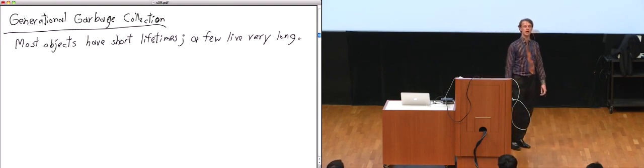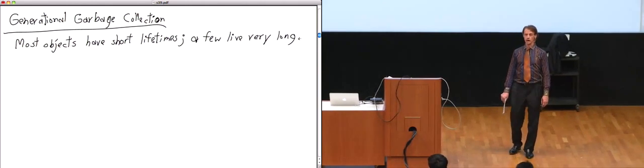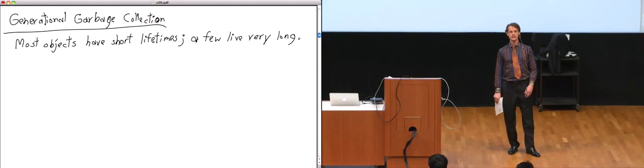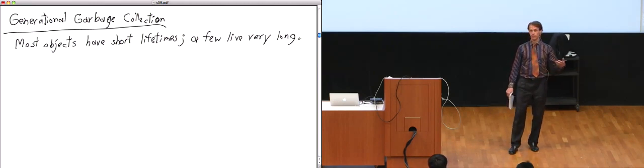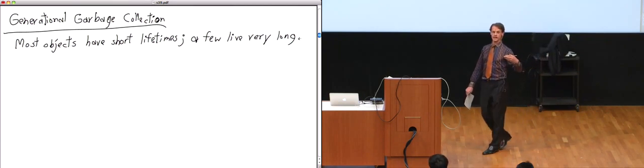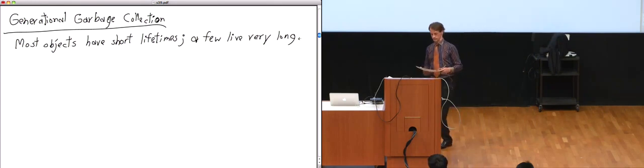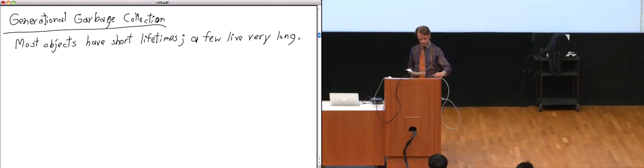And so this observation has inspired what are called generational garbage collectors that treat young objects differently from old ones, because the young ones are liable to live wild and die young, and the old ones are liable to hang around in the same place for a long, long time. So it makes sense to treat them differently. And we treat them differently by dividing objects into 2 or more generations.